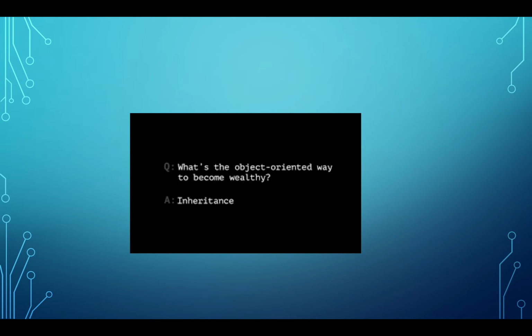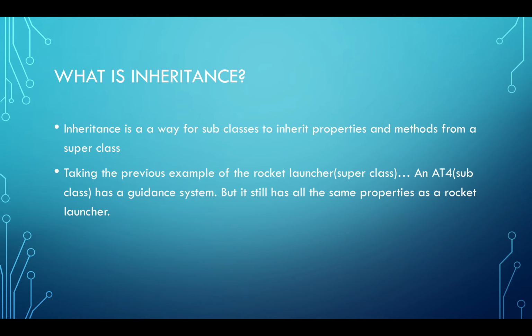So classes work great, but then you start thinking of what if you need to vary one of your objects a little bit. So here's a nice little joke for you. What's the object-oriented way to become wealthy? Inheritance. All right. So inheritance is a way for subclasses to inherit properties and methods from a superclass.